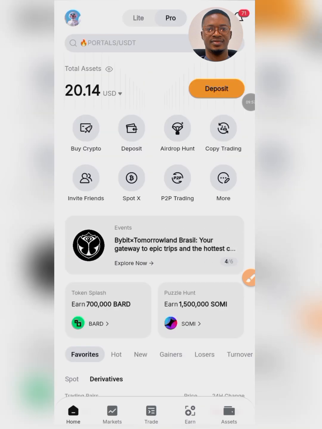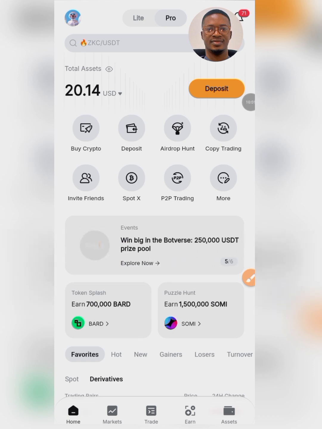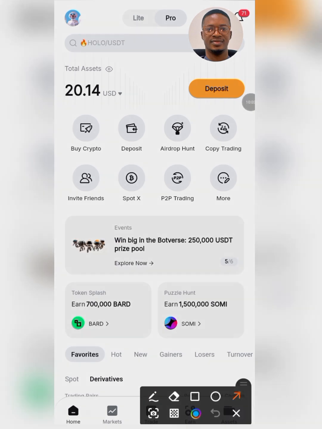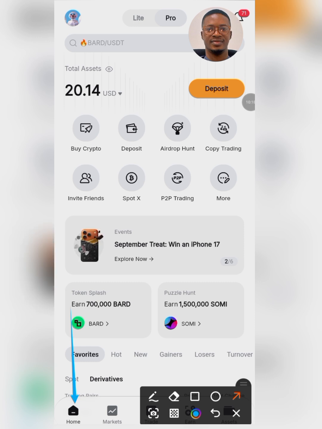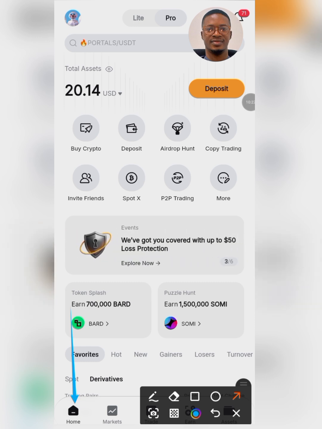Currently in this very account I have like $20 there. You can see it here. I have $20 in this account currently. Now if you look down here, this is indicating the home page, how the home page actually looks. You will see many menus: buy crypto, deposits, airdrop hunts, copy trading, invite friends, and all of that.